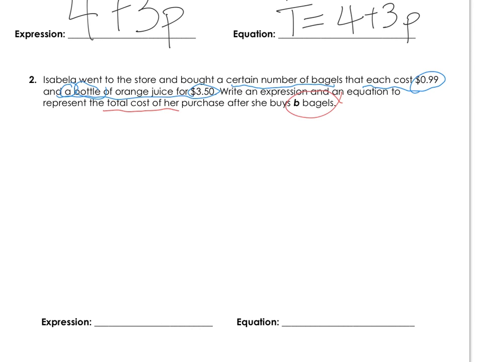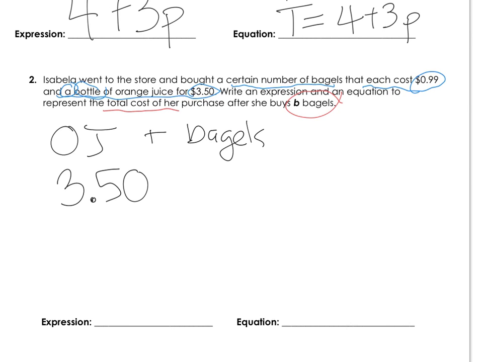All right? So just like the first one, we know she buys some OJ. And the OJ in this case is $3.50. We represent that as 3 5/10. That's the same thing, or we can just make it 3 50/100. But then she buys some bagels. So we're going to add 99 cents per the number of bagels she buys.